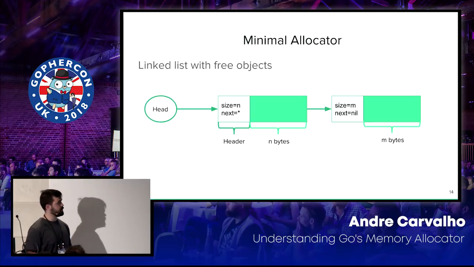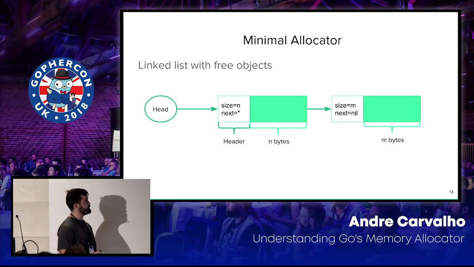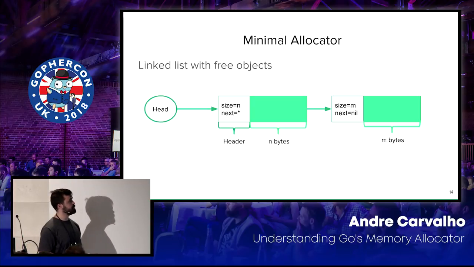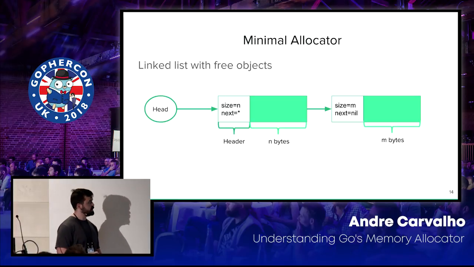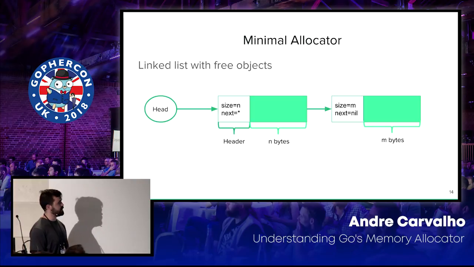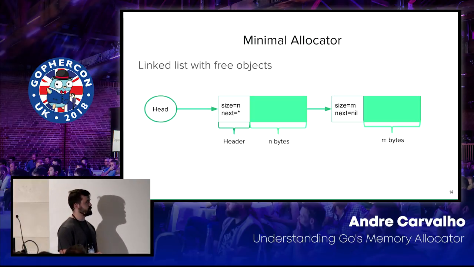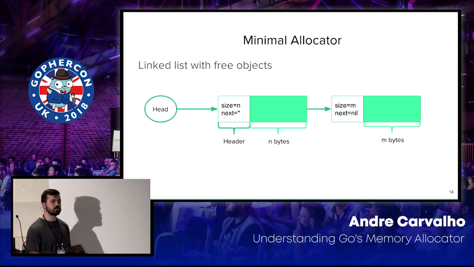Okay, so our minimal allocator is going to keep a simple linked list with the free objects that are available to fulfill allocations. Each object is divided into two parts. The first one is the header segment, which contains the size of the object and a pointer to the next object on the list.